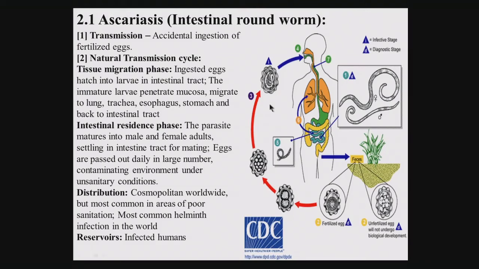So the life cycle is very simple. Aside from this tissue migration phase, male and female in the intestinal tract mate and produce eggs, and these eggs pass out through defecation, contaminating the environment. If you don't treat your human waste properly, you have this problem. If you have a flush toilet, you have less of this problem or no such problem at all.